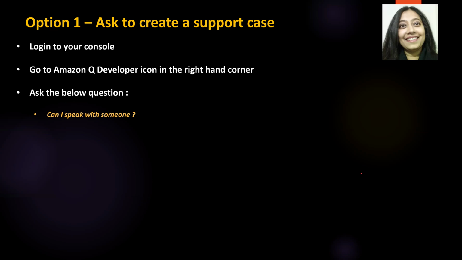So let's go to the console. You need to log in to your console, go to the Amazon Q Developer icon on the right-hand corner, and ask this particular question. The version of Amazon Q Developer needed for this lab is the free version. You don't need a pro version. If you have it, that's fine, but even if you don't, you'll be just fine with the free version.